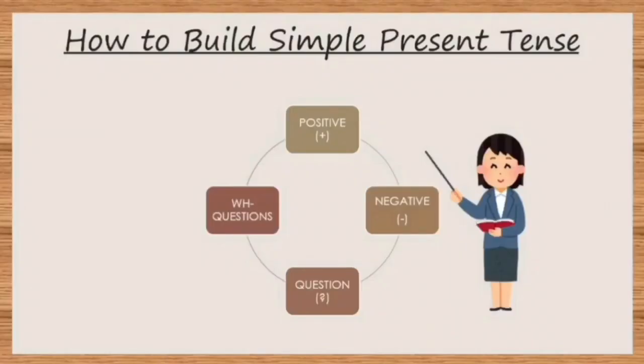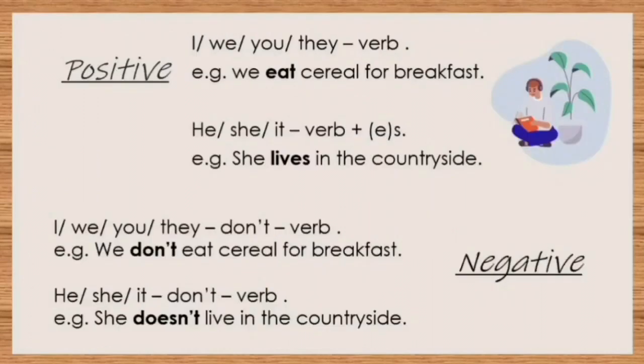Next, we are going to see how to build simple present tense. In this subtopic, we have 4 different categories. First, I'm going to show you positive and negative. For positive, when you put I, we, you, and they, you must put verb. For example, we eat cereal for breakfast. For he, she, and it, you must put verb plus s or es. For example, she lives in the countryside. But for the negative, you must put don't and doesn't after subject.